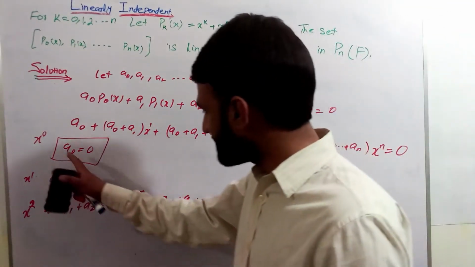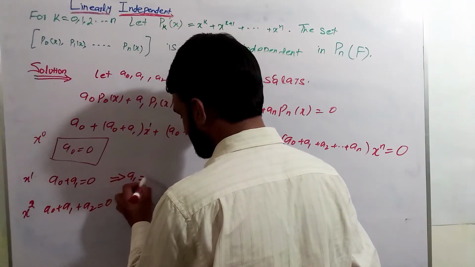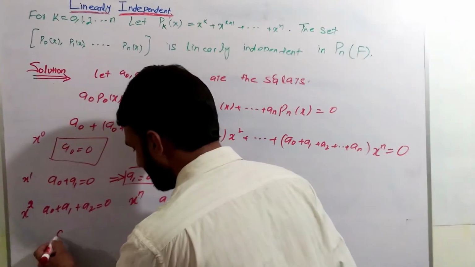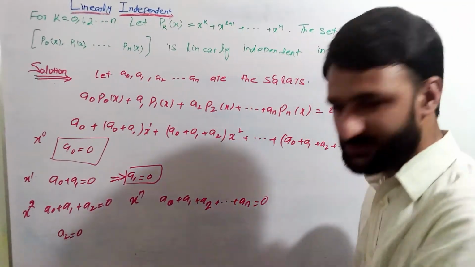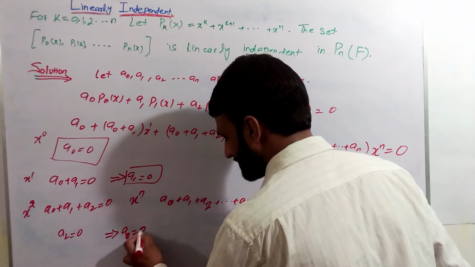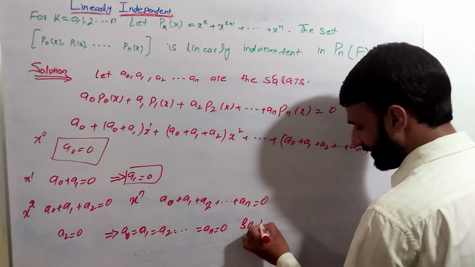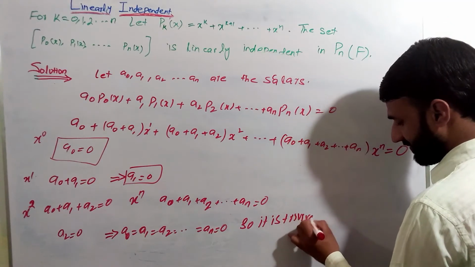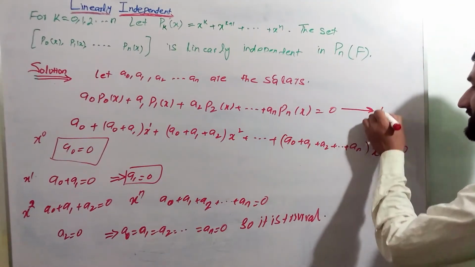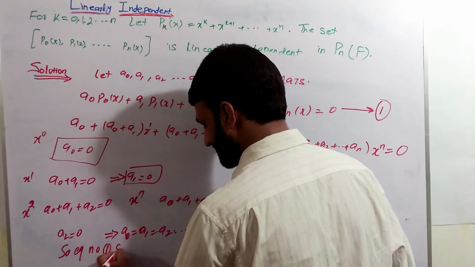If you put this value in this equation, we get the value of a1 equal to 0. Putting in the values of a0 and a1, which are 0, the value of a2 is also equal to 0. So we obtain the series of scalars, and generalizing, a0 is equal to a1 is equal to a2, and so on, an is equal to 0. This is trivial because all the scalars have value 0. Let's suppose this is equation number 1. So equation 1 is satisfied.